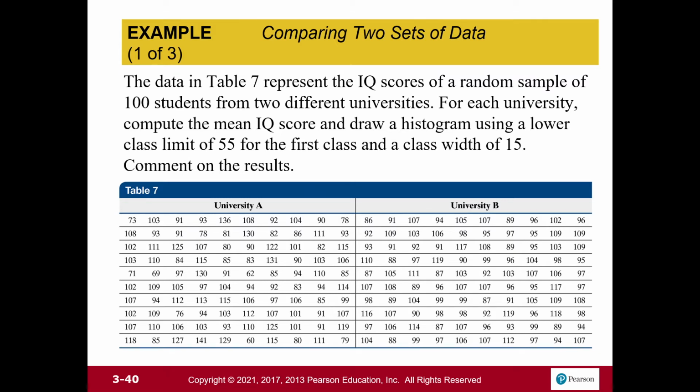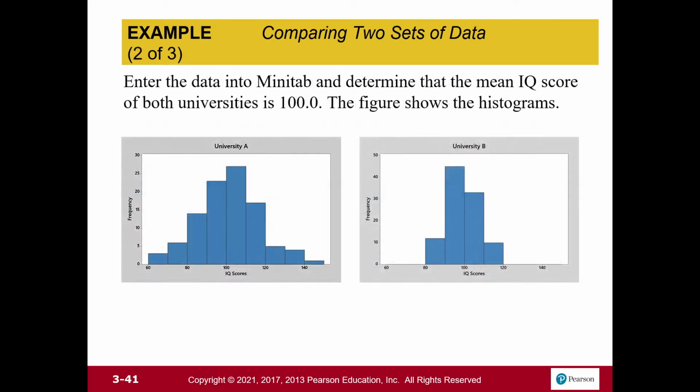The data in Table 7 represents the IQ scores of a random sample of 100 students from 2 different universities. For each university, compute the mean IQ, draw a histogram using the lower class limit of 55 for the first class and the class width of 15. Comment on the results. Now, this is what we got.